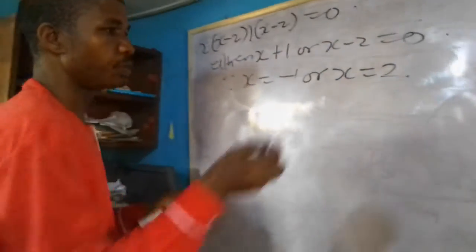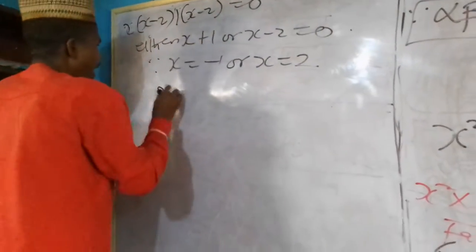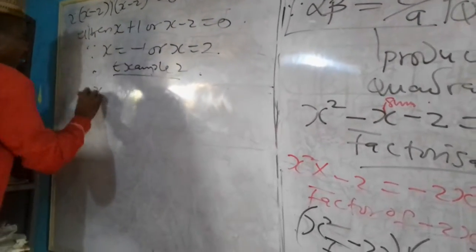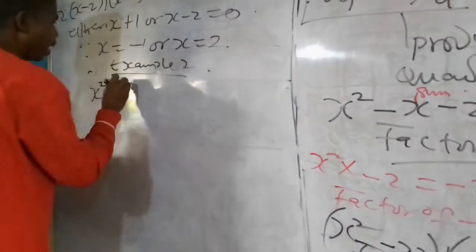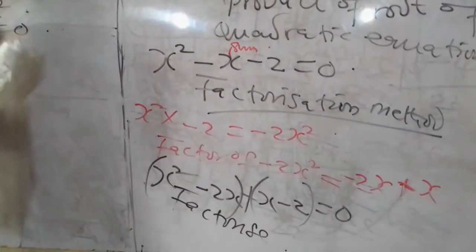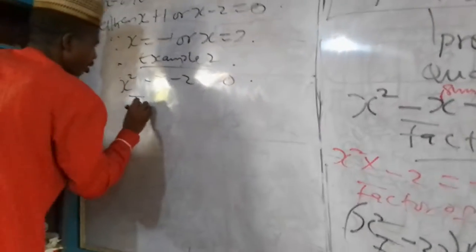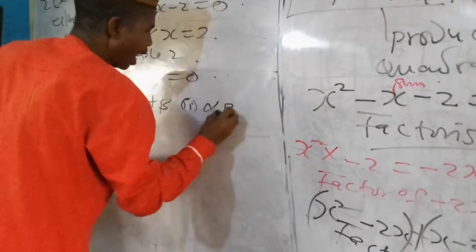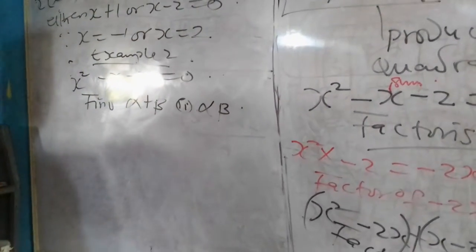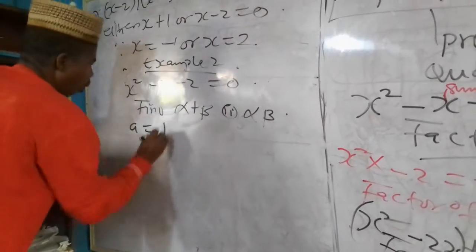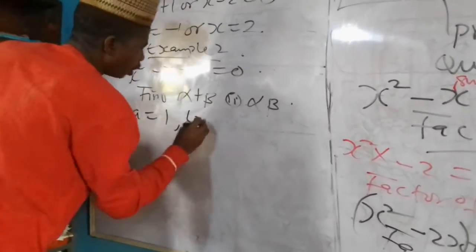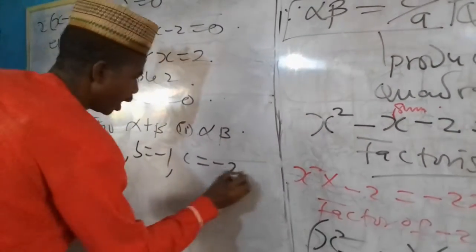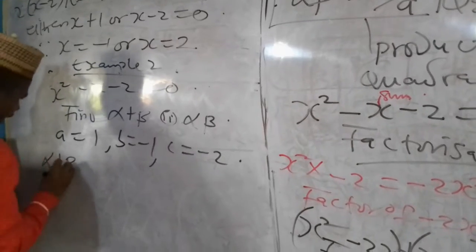Then, lastly, before we go, example 2. If we have, from our equation, x squared minus x minus 2 equals to 0, then we have to find alpha plus beta and alpha beta. Our A is equals to 1, because the coefficient of x squared is 1. Our B equals to minus 1. And our C equals to what? Minus 2.